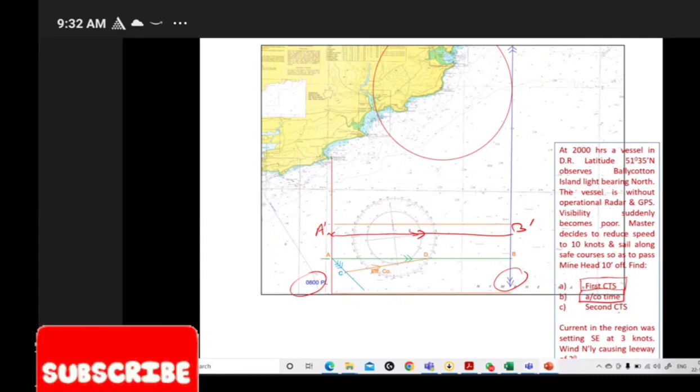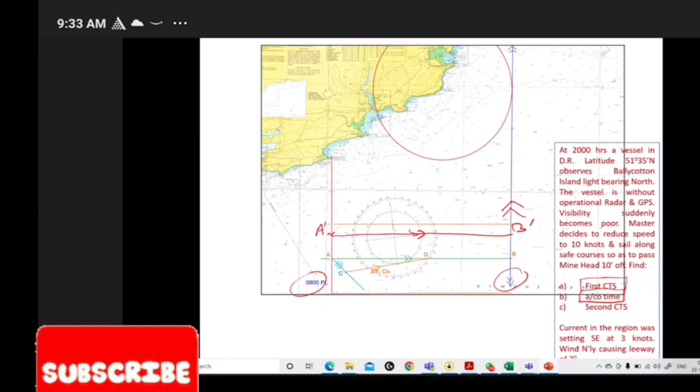Now, the second CTS, guys, whether I reach B or B dash in this diagram, what will be the second CTS? Tell me. It will be northerly because the first PL is north-south. Is that the CTS? I'm asking you. Be careful, man. I said something to confuse you. Don't just say yes, yes, yes. It will be CMG, sir. When I reach B, I will set myself on such a course that I make good this. Correct, guys? If I make good this, I'll pass the mine head 5 miles or 10 miles or whatever was my safety margin.